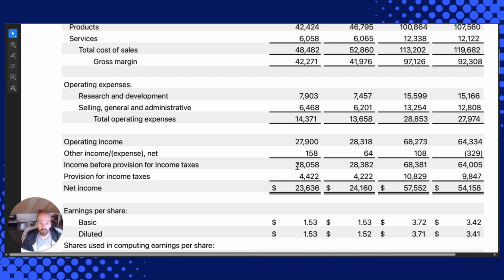And then that gets you to income before provision for income taxes, or profit before tax. So basically, that's the amount of money that you have before you have to pay the tax man. They deduct provision for income taxes, and then they get to net income, which is the final line item on an income statement.